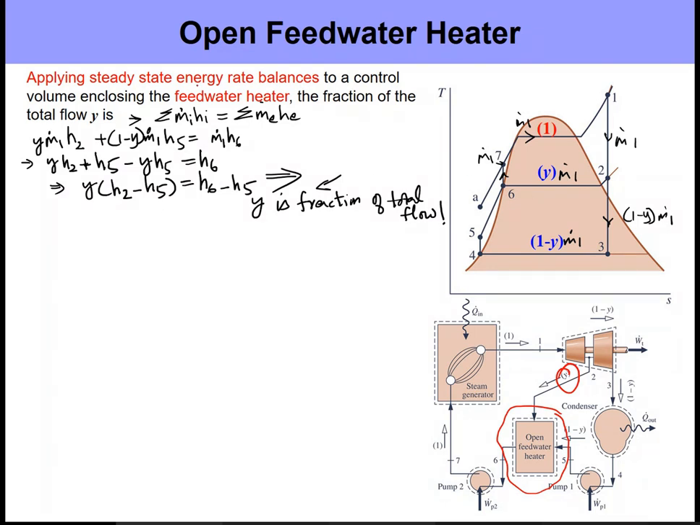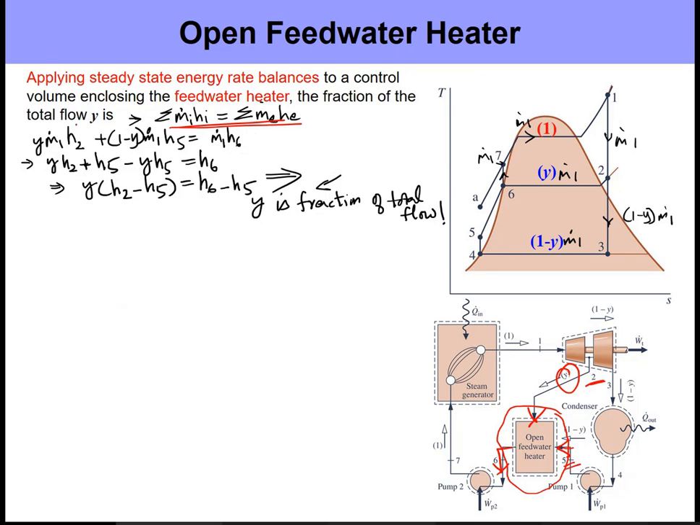So let's apply the energy balance to the feed water heater. The feed water heater is a simple heat exchanger. There's no work in, and there's no heat loss to the surroundings. So all that is happening is the change in the enthalpies coming in and going out. The feed water heater has two inlets and one outlet. The inlets are coming in with different mass flow rates. So you have an inlet at state 2, and an inlet at state 5.